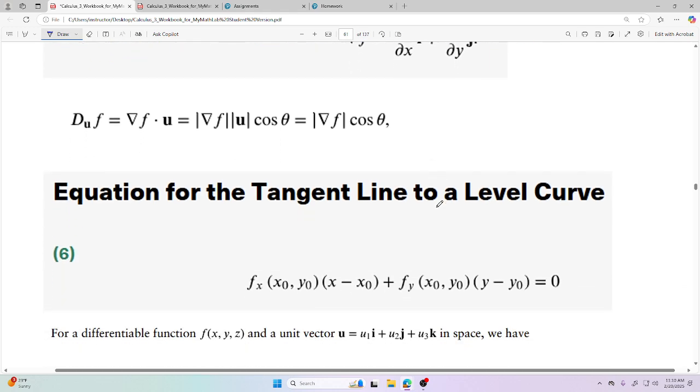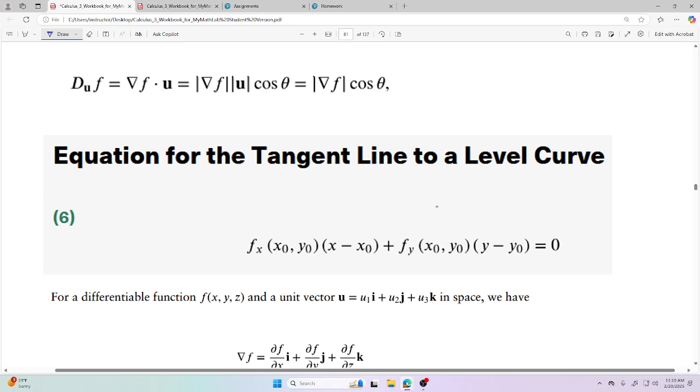Scroll a little bit. Okay, yeah. And this right here, again, these are really great formulas, which we will be using as we keep going. So tangent line to a level curve, blah, blah, blah. This is way too much. It's way too much. Let me simplify it down to this. Okay, I like that.